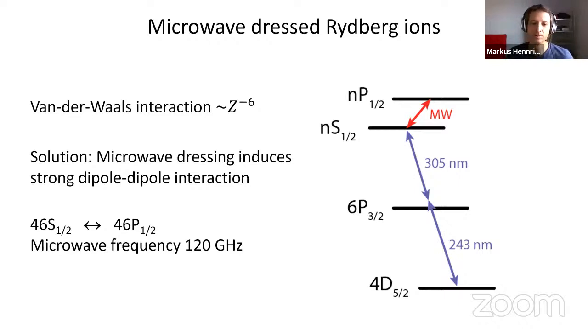We can go. I think our record at the moment was n equal to 56 or something like that. But in principle, one can go to slightly higher Rydberg states than that. But at some point, the trapping field will actually also ionize the Rydberg levels.